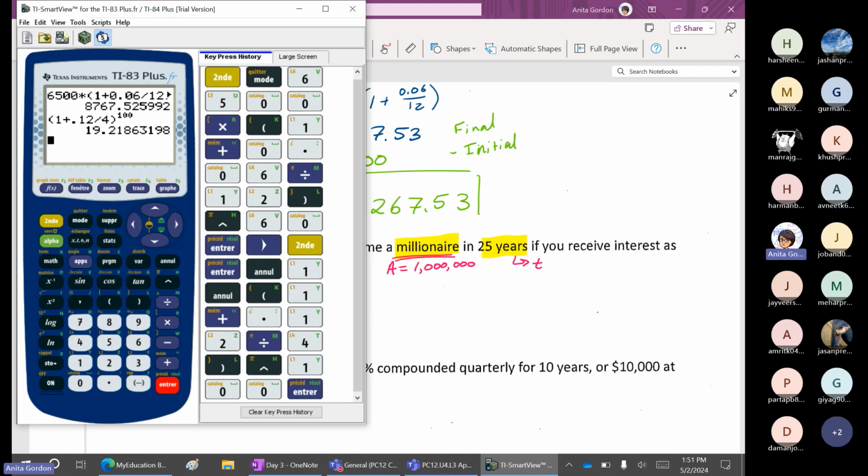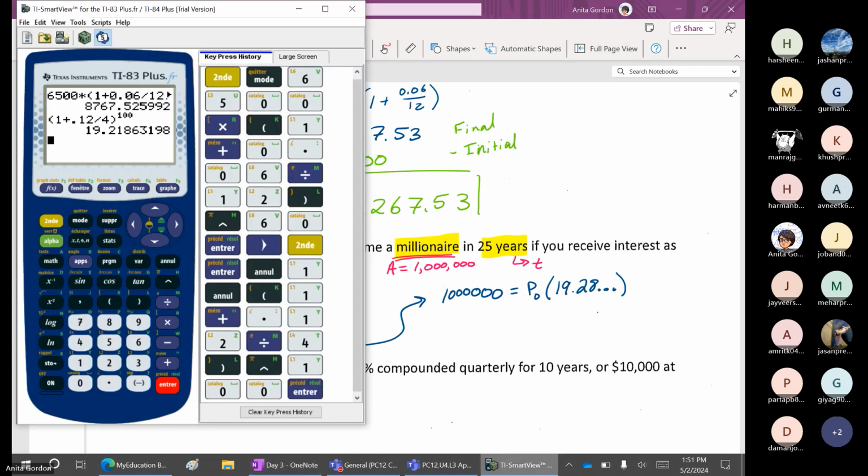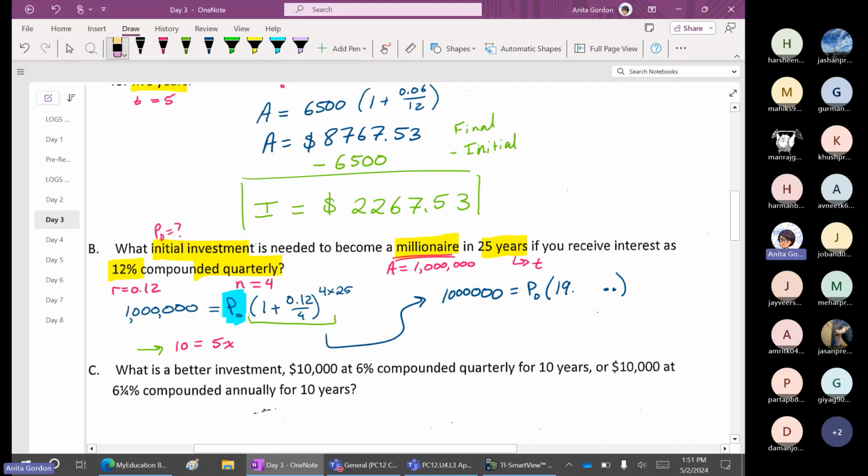And my number is a bit ugly, but it's fine, right? We are capable of dealing with ugly numbers. So this is going to be 1 million. Oops, I missed a 1 there.